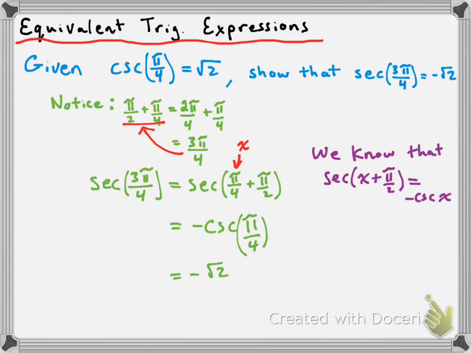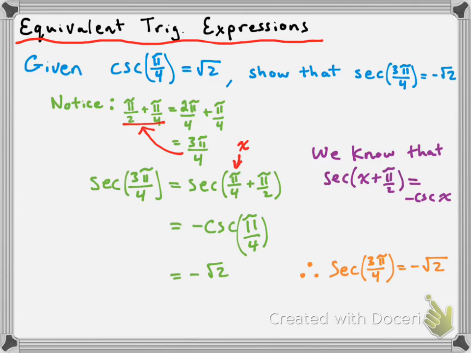So that means that we've shown that by starting with the secant of 3 pi over 4, we get the negative square root of 2. So we've successfully shown that secant of 3 pi over 4 equals the negative square root of 2. So therefore, secant of 3 pi over 4 equals negative square root of 2. Okay, so this is one example.